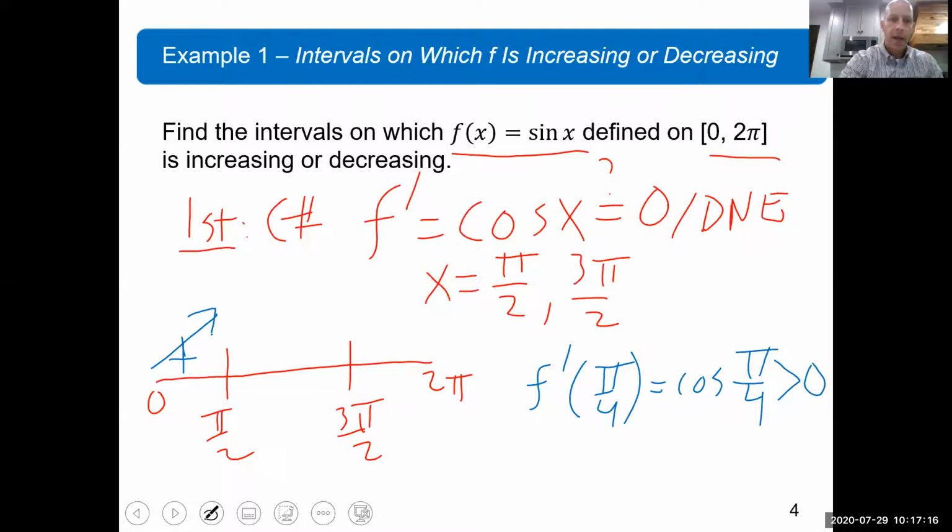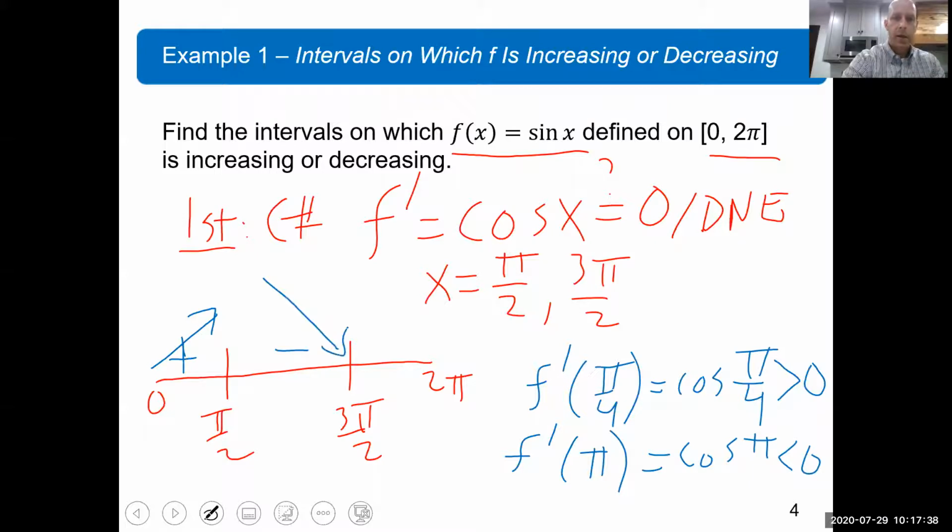We play the same game here. A good number to plug in there would be, let's say, pi. So what is the cosine of pi? Well, the cosine of pi turns out to be a negative number. So that implies that this is decreasing. This also turns out to be increasing.